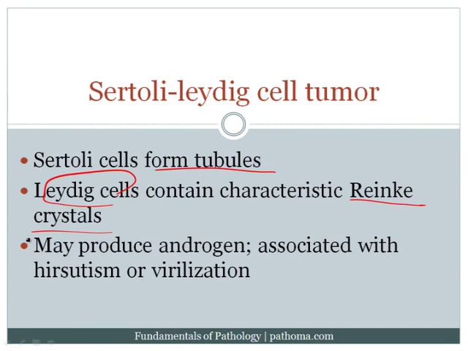Leydig cell component. And of course, these tumors are going to produce androgen, and so women can get hirsutism, which is hair in a male distribution. For example, they may develop facial hair, or virilization. That's another possibility if you've got excess androgen.